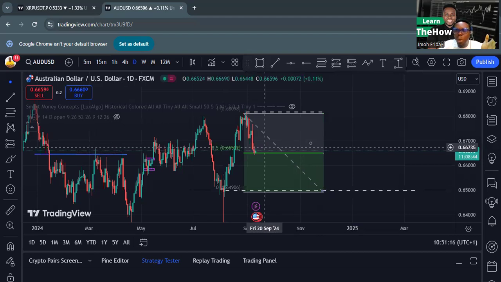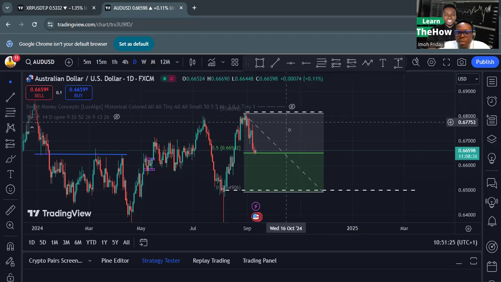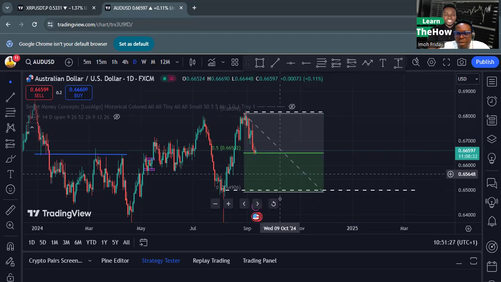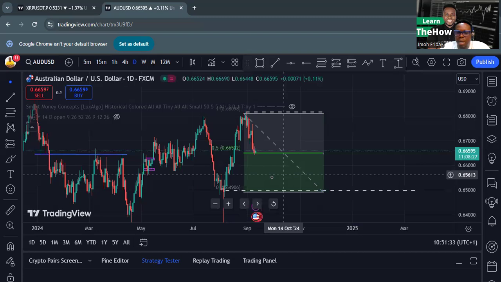Now they will call premium and discount zone. In light of this market right now, this place here is discount. If you buy at this zone while you're taking a sell, you are still on discount because it's the 50%. The other part, if you buy here, you're buying at premium.